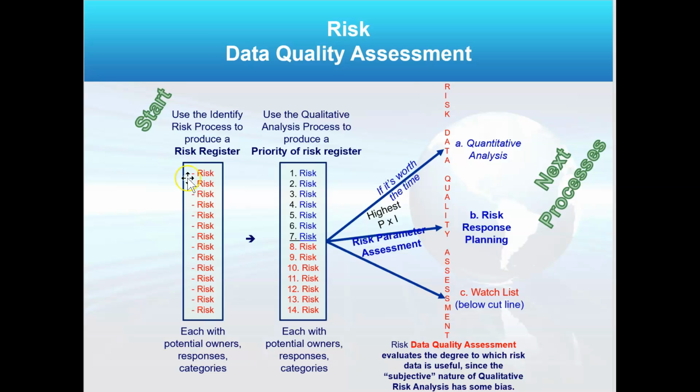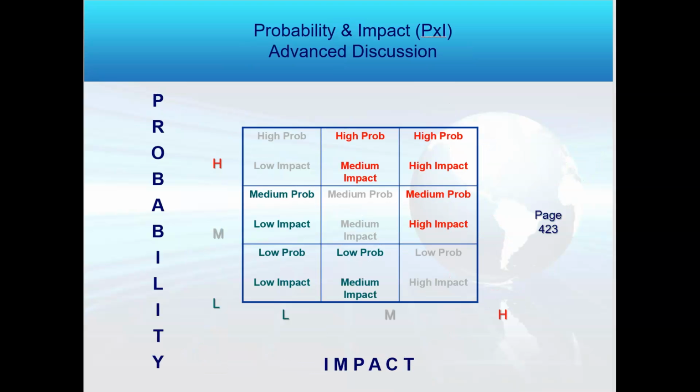I collected all the risks in my risk register. That was an output of identify risks. Then I'll use the qualitative approach, notice the numbers, to rack and stack them, and I'll have a cutoff line. And the ones in blue are the ones I'm going to then assess for further quantitative analysis, probably if it's worth the time. Or am I going to go right to risk response planning? And then the rest of them in red, I will add to a watch list, right? And I will check that watch list weekly.